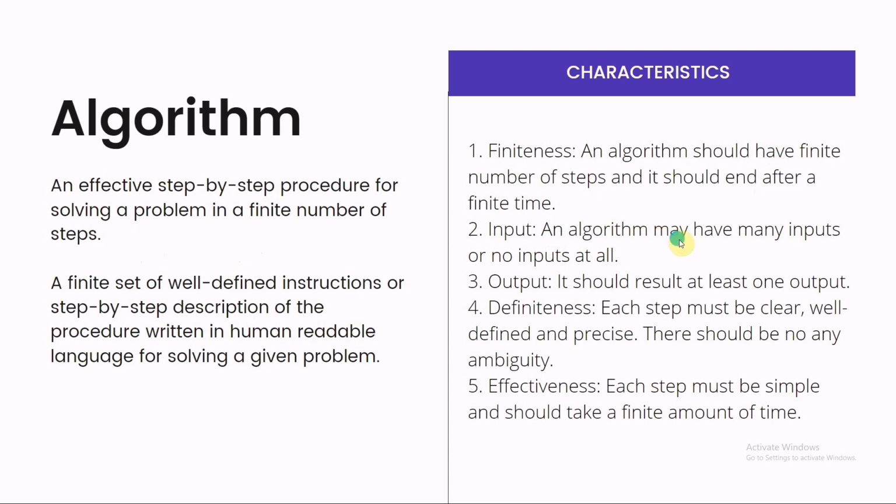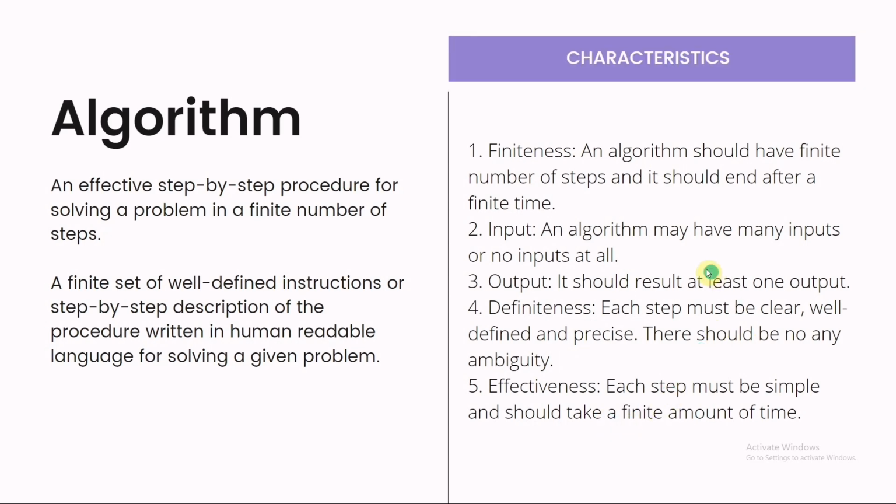Then it should have an input. It may have many inputs or no inputs at all. And also it should result in at least one output. And the definiteness: each step must be clear, well-defined, and precise, and there should be no ambiguity. So definite, by its root keyword, is definite siya. Also its effectiveness: each step must be simple and should take a finite amount of time.